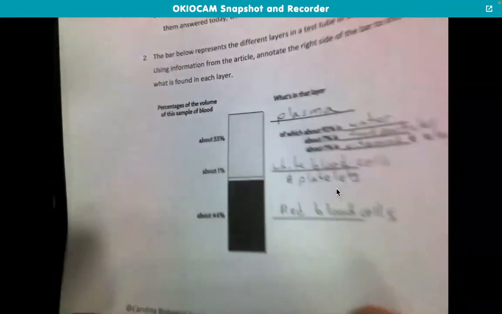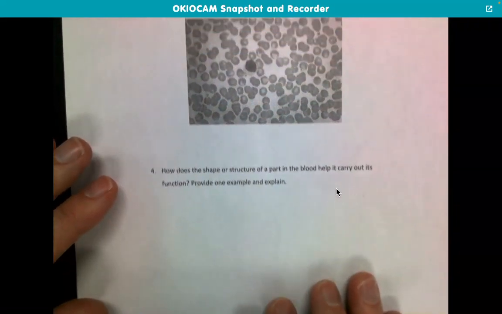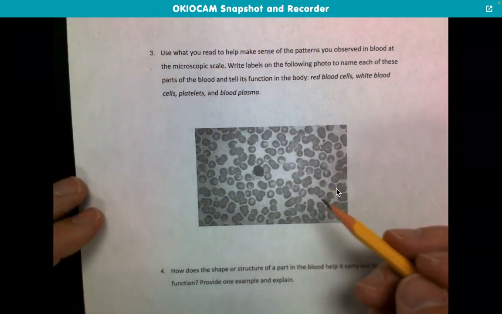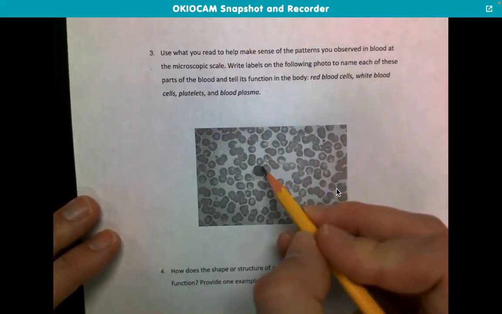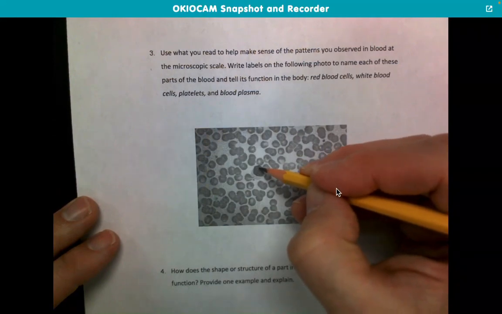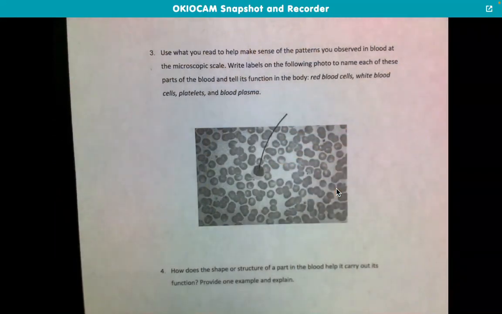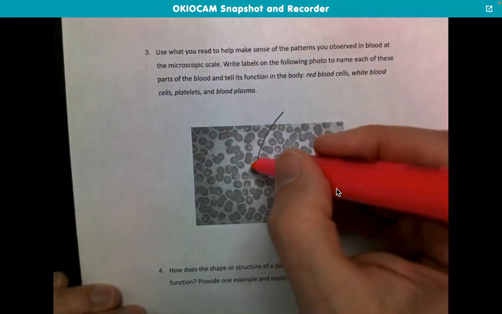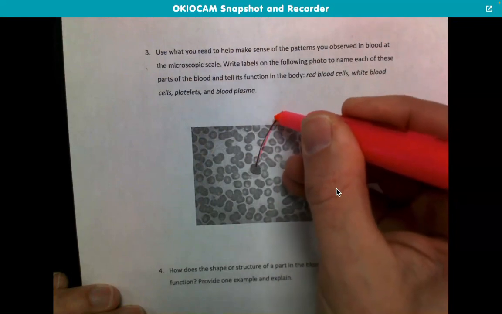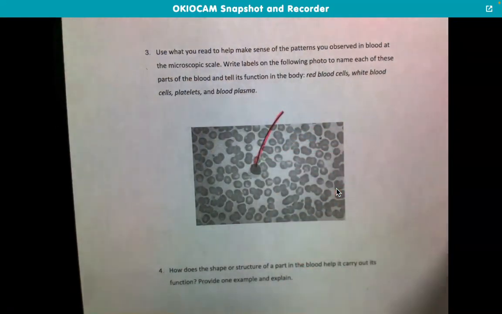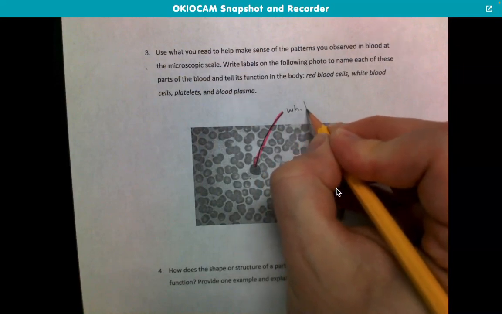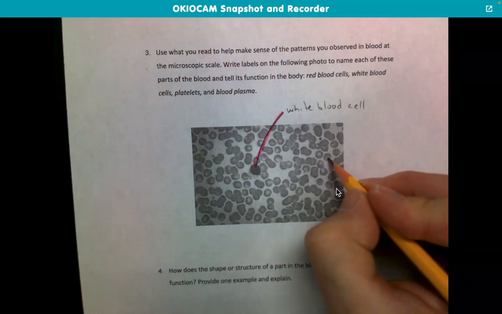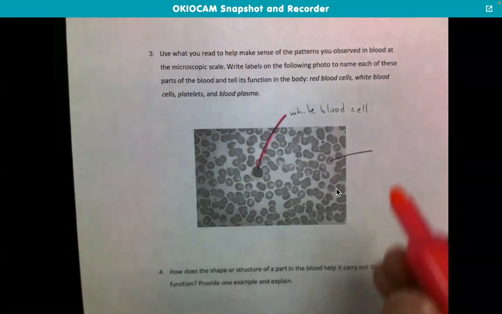Turn to page 18. We're just going to do question 3 here. We're just going to label this diagram. This is kind of like a black and white diagram of the blood on a slide. So we know that this dark purple one, based on our reading, and I'm actually going to use a different marker here, just so it shows up better. Actually, I'll highlight it. So that one is a white blood cell. Any of these other ones are the red blood cells.